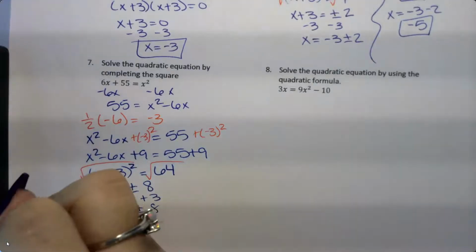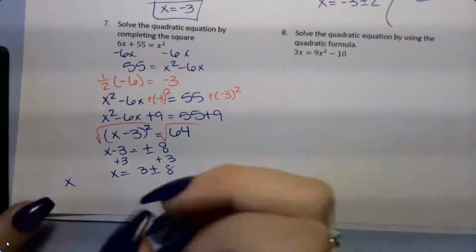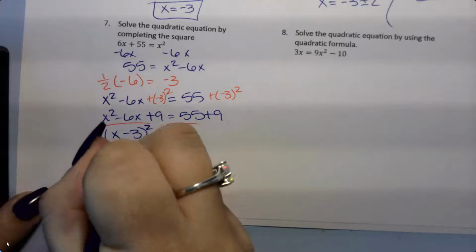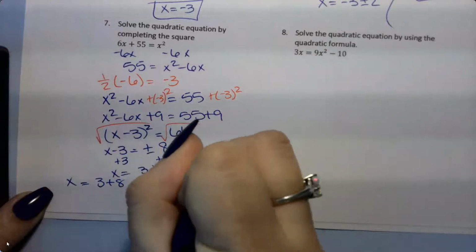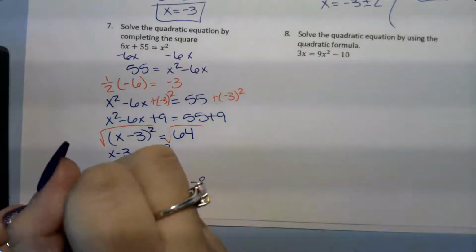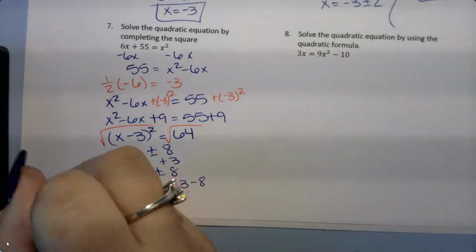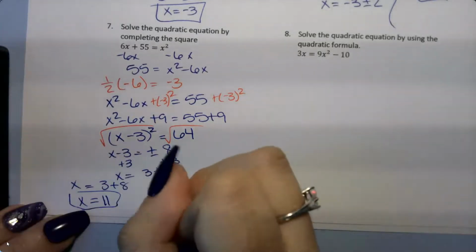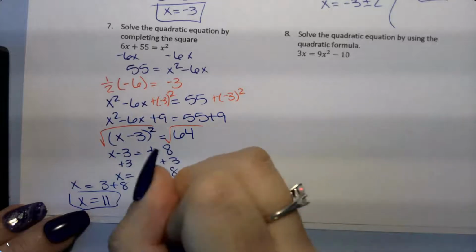I'm going to have x equals 3 plus 8 and x equals 3 minus 8, because I can actually solve these two out because they are all real numbers. So on the first one, I get x equals 11. On the second one, I get x equals negative 5.